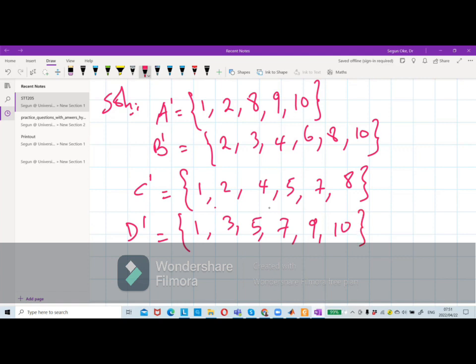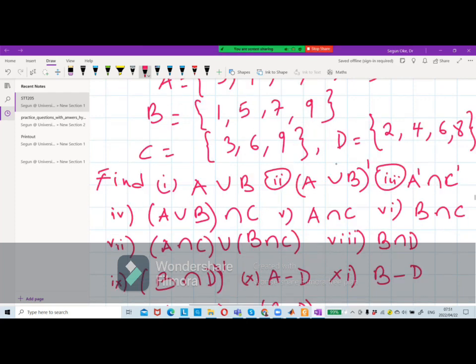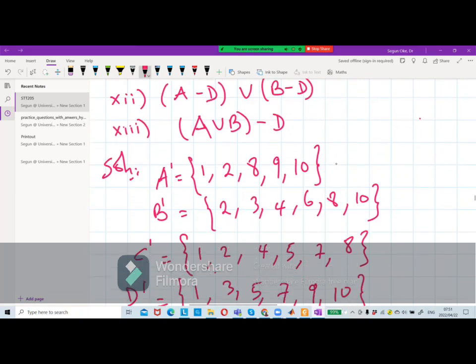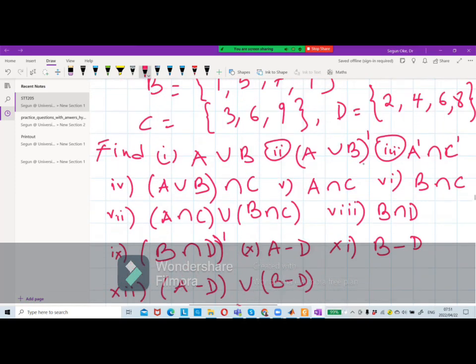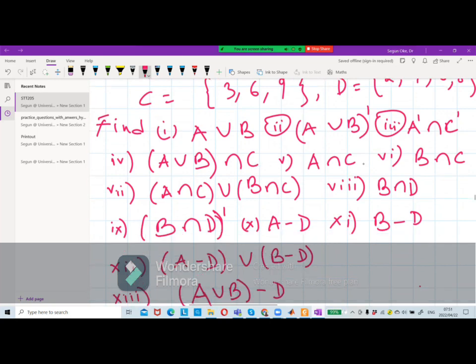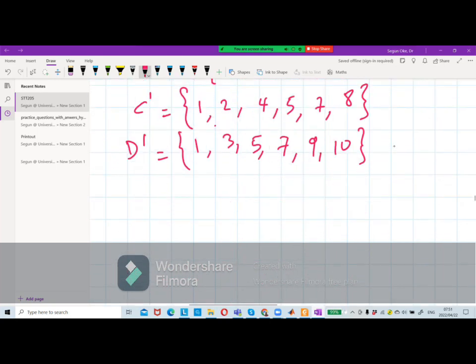So the first thing we need to solve is A union B. Okay, let's look at the first question. Actually, let's do A intersection B first. Let me call this one number 1, A intersection B, so that it will help us to solve some of the other problems.